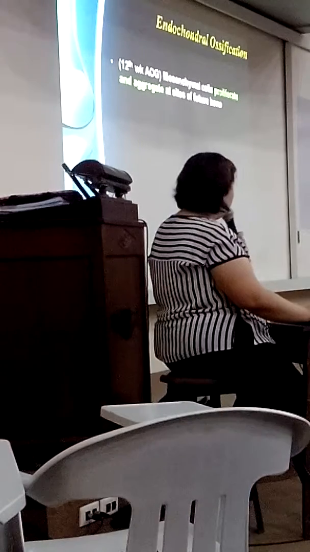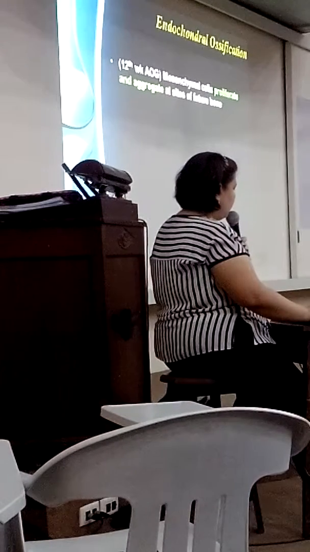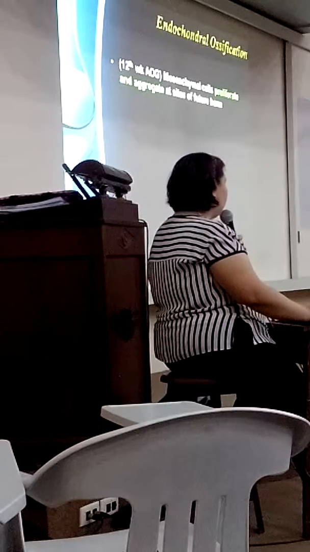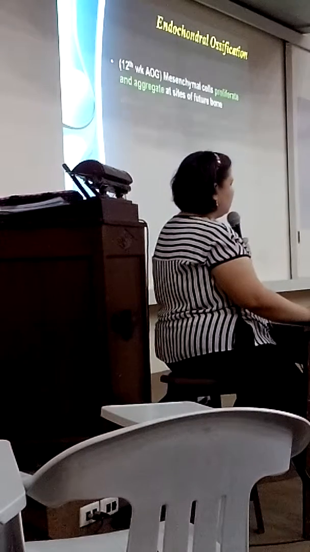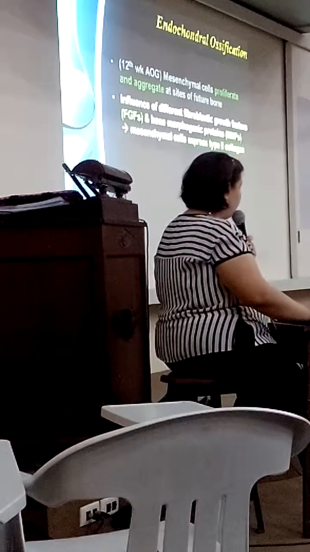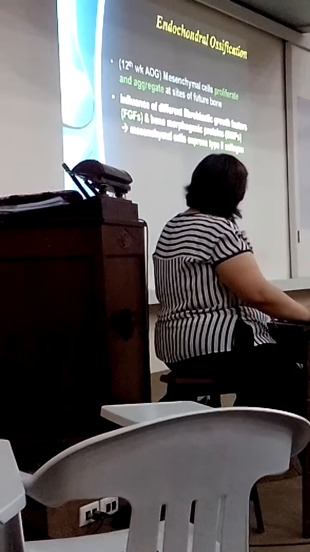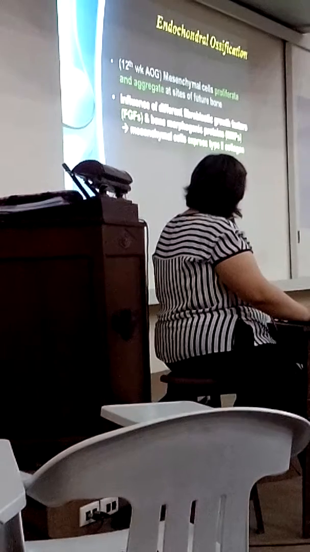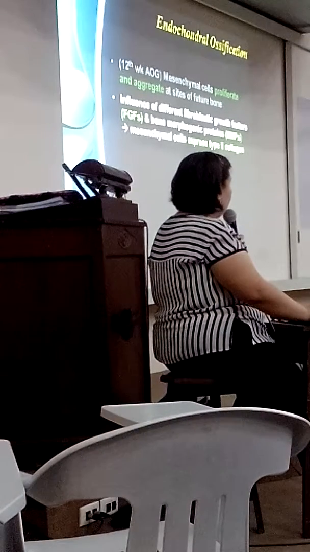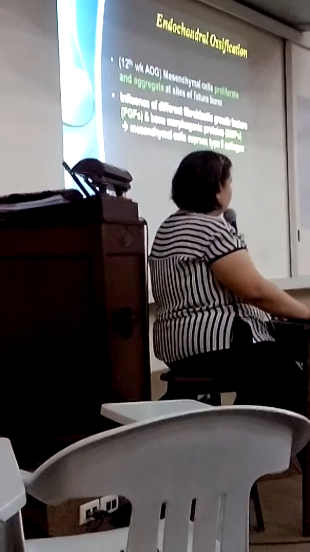So at around 12 weeks age of gestation, the mesenchymal cells proliferate and aggregate at the sites of future bone. Isn't this the same as the intramembranous? Yes, this step is still the same. Under the influence of different fibroblastic growth factors and bone morphogenic proteins, mesenchymal cells express type 2 collagen. Previously, what was the one produced? Type 1.